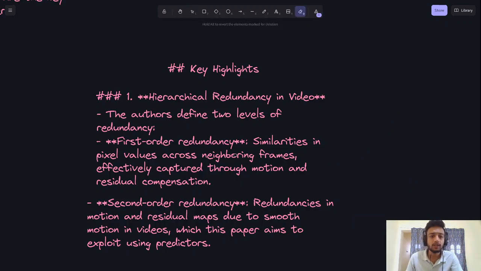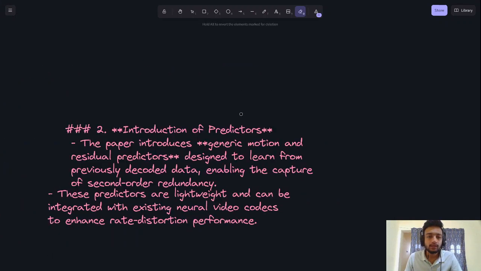As I have mentioned, the first order redundancy is basically talking about similarities in pixel values across neighboring frames, like what the next frame is going to be about, effectively captured through motion and residual compensation. Second order redundancy talks about redundancies in motion and residual maps due to smooth motion in videos, which this paper aims to exploit.